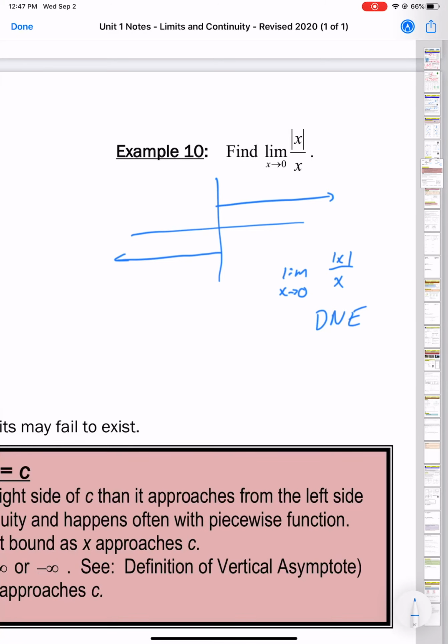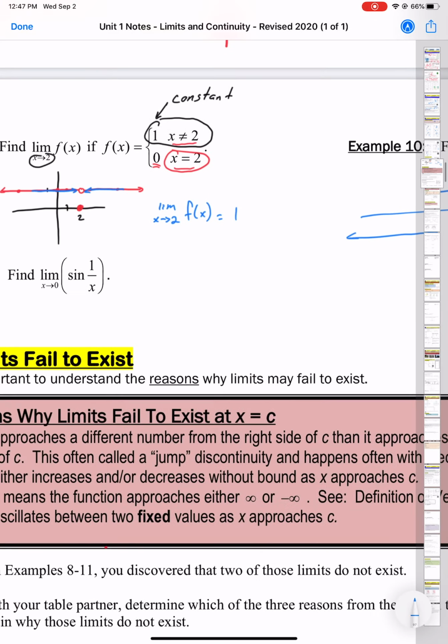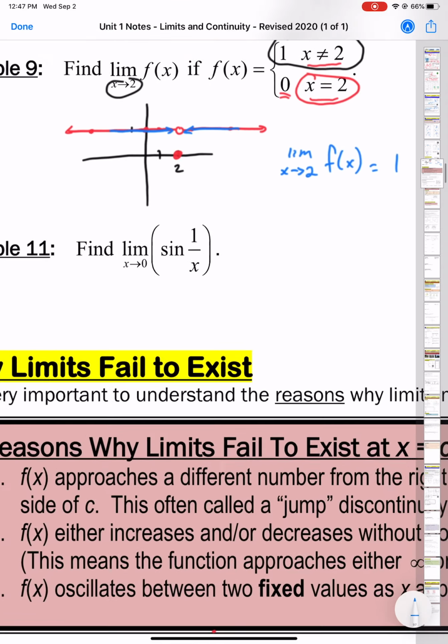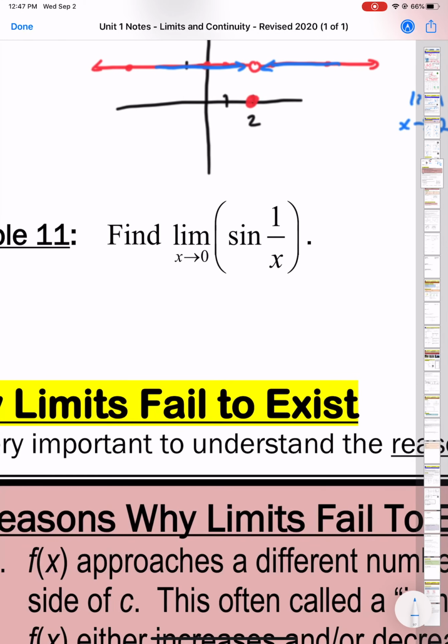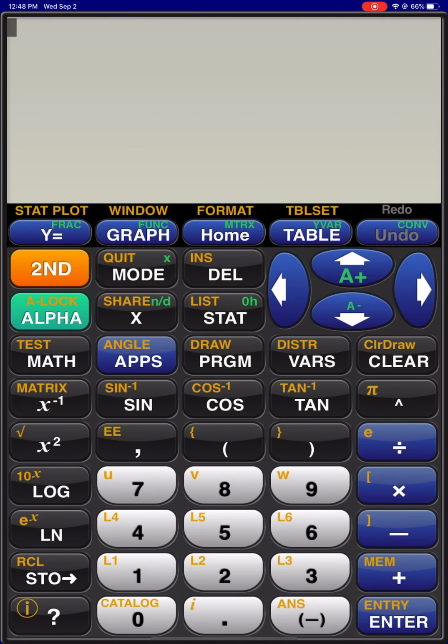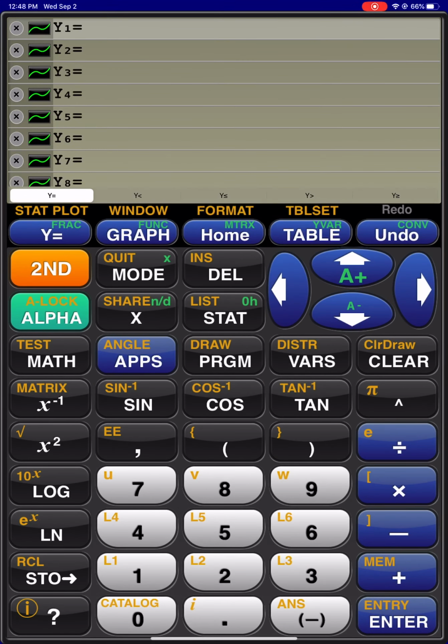Now finally, if we go to example 11, example 11 is an even weirder one than example 10 was. It's asking us to find the limit as x approaches 0 of sine of 1 over x. And again, I have no idea what this will look like, so I'm going to graph it in my calculator and try to see what's going on there. So back to my calculator, y equals sine of 1 over x.